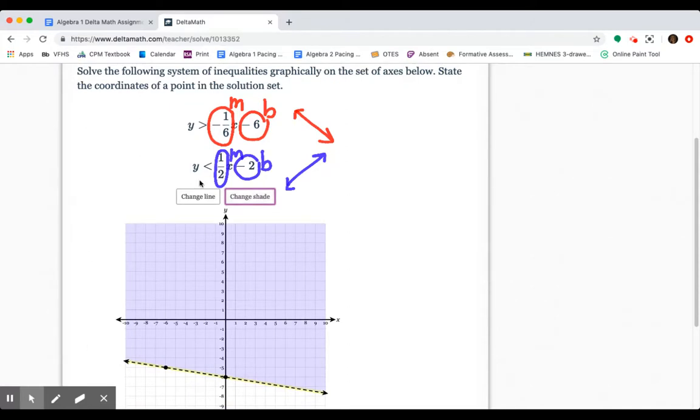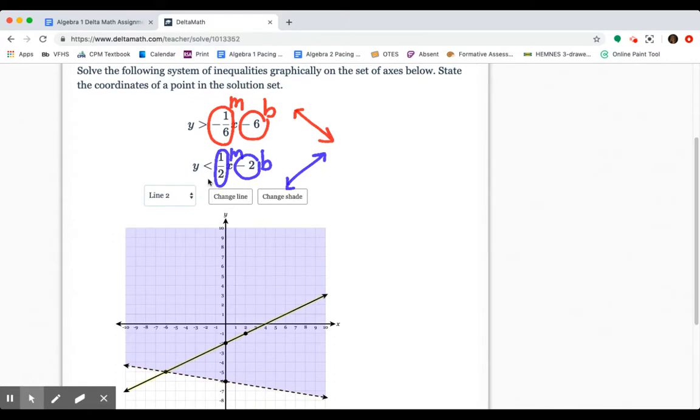The second line, the blue inequality that we're going to draw, begins at the b, -2. My slope is 1/2, so in the positive uphill direction, rise 1, run 2. Again, there's no or equal to line down here underneath my inequality symbol, so I need to change it to a dotted line. And I need to figure out if I need to shade above or below. So since it's less than, I want to be shading below my line. So I'm going to click change shade. That's above the line. I need to go below the line.